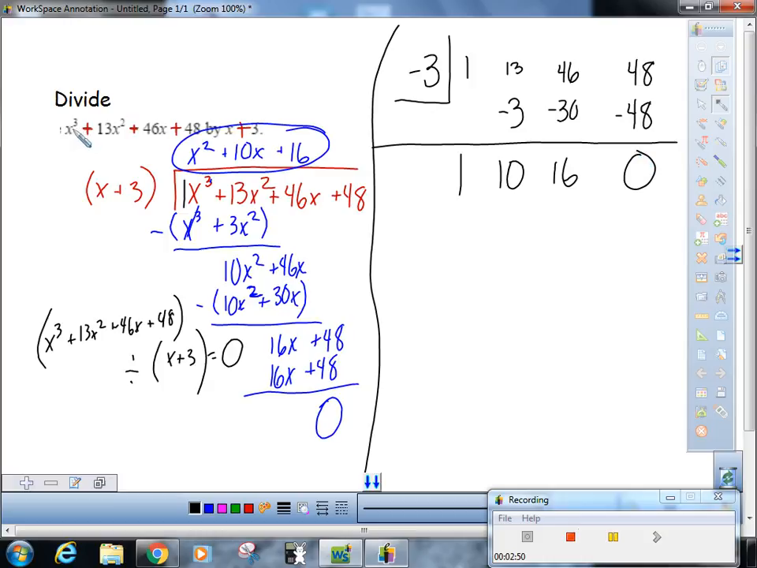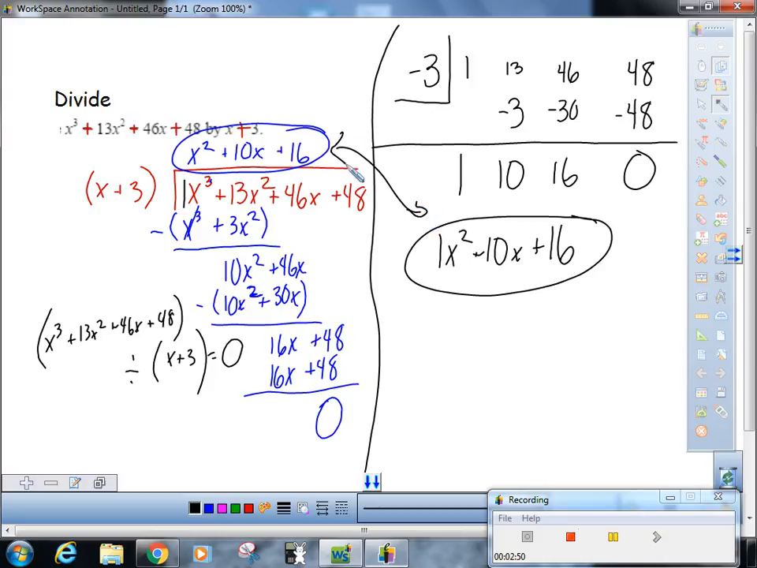Since our question said x cubed divided by x, we know that our first one is going to be 1x squared, and now you just go down the row in x. So it's plus 10 what? And then plus 16 with no remainder. And look. Voila, same thing.